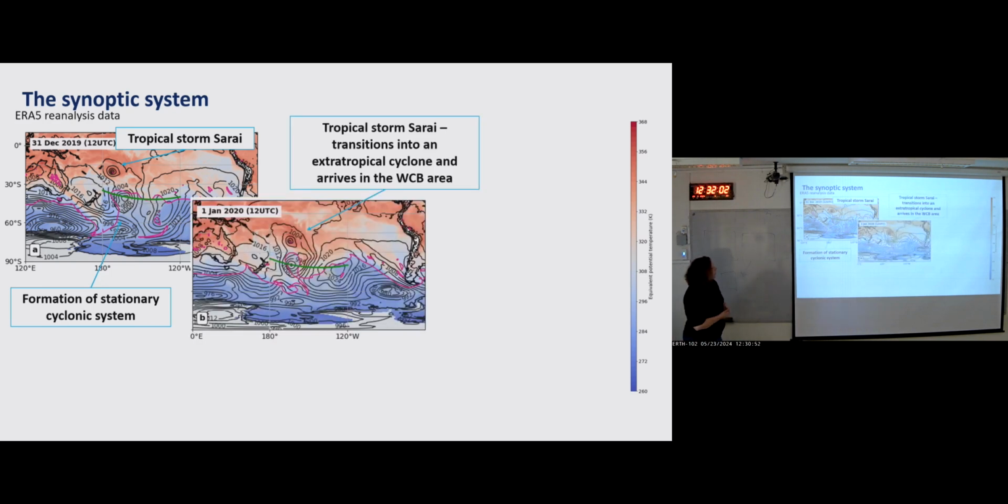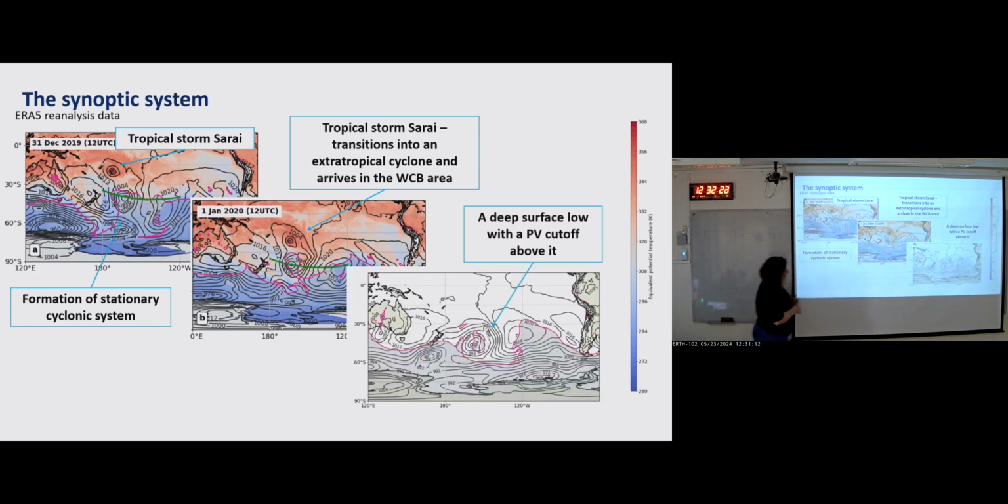If we go one day forward, the tropical storm actually moves into the mid-latitudes and transitions into an extratropical cyclone, bringing a lot of moisture and a lot of energy into the warm conveyor belt part of this stationary system. So this becomes a very deep low, still remaining at the same place. The final stage is that these two converge, and we also have some upper-level structure from this wave breaking here, and we get what is called the PV cutoff above it, indicating that we have a tropospheric-wide system. So something that's coming all the way down from the troposphere, and you can see the effects all the way down to the surface.